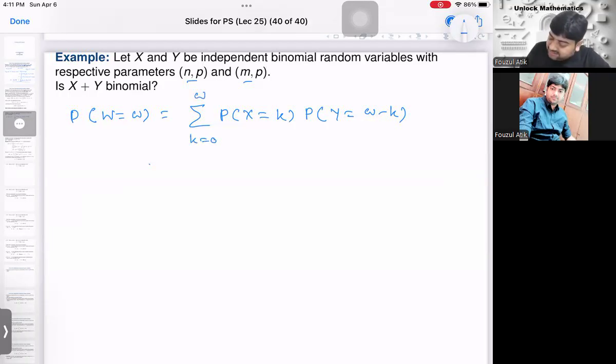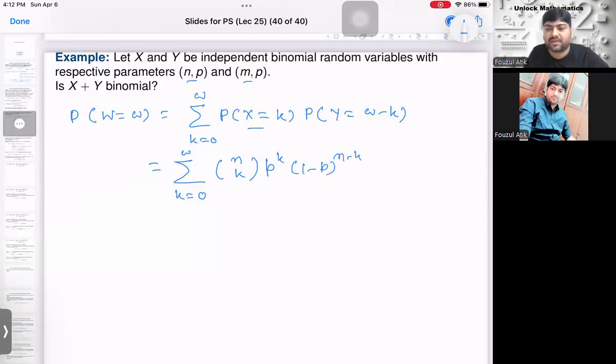Now, because X is what? X is a binomial (n, p) random variable. We know its probability mass function. What is that? It is nCk p to the power k into (1 minus p) whole to the power n minus k.